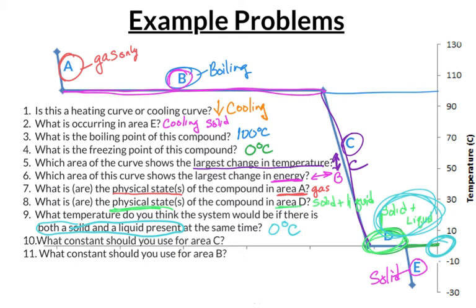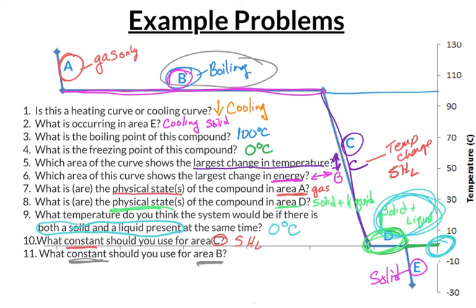And number 10, what constant should you use for area C? Area C, we can see, has a change in temperature, so that tells us that it will definitely be a specific heat. And in this case, we see that we have a liquid, so this should be the specific heat of a liquid. And finally, number 11, what constant should you use for area B? Area B is flat, going horizontal. We don't see a change in temperature, so that means this is going to be a heat of. Is this heat of vaporization or heat of fusion? Well, here we see both the gas and the liquid are present, so we'll be using the heat of vaporization.